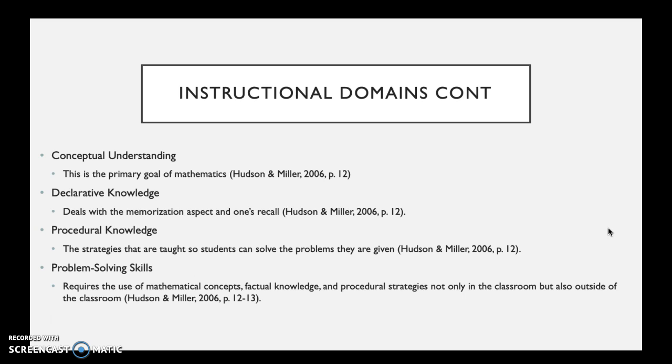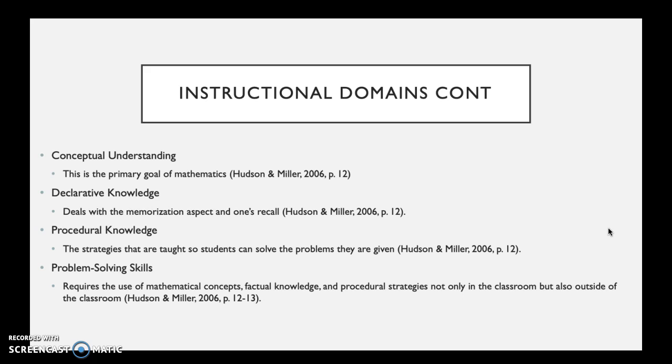Conceptual understanding, this is the basic goal. Having this understanding promotes further confidence in future math classes. It can be the starting off point for students to begin thinking of problems in the real world and how to solve those problems. Then declarative knowledge.